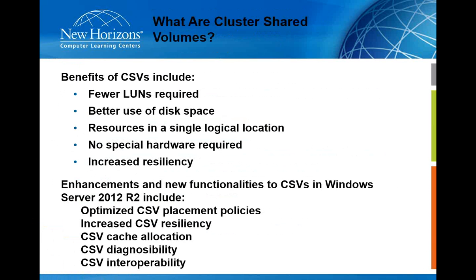So you can see whether IOPS is direct or redirected, or whether a CSV is available or unavailable. And we can use PowerShell to look up that information. We also have interoperability. CSV now supports NTFS, of course.